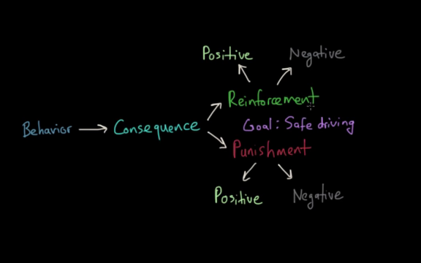So we see these two types of consequences: reinforcement and punishment. What reinforcement means is it's going to increase the tendency that the goal behavior will occur again. And you can do that through positive reinforcement and negative reinforcement. When you see the word positive in this context, it means something is being added. And something is being added in positive reinforcement to increase the tendency that the behavior will occur again.